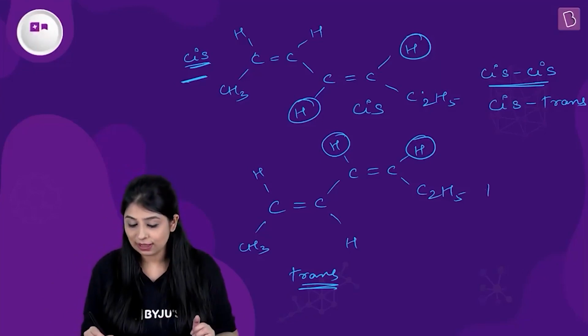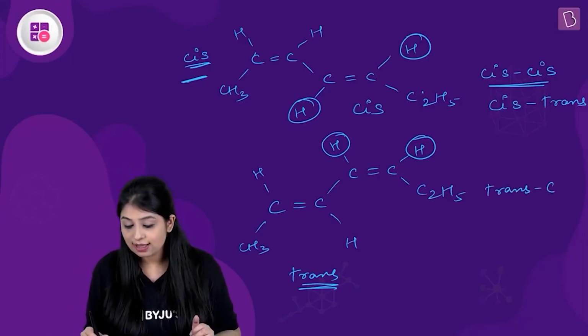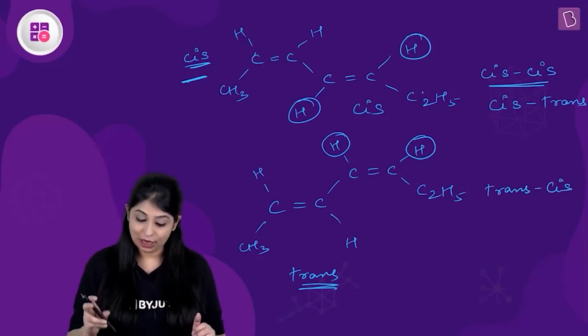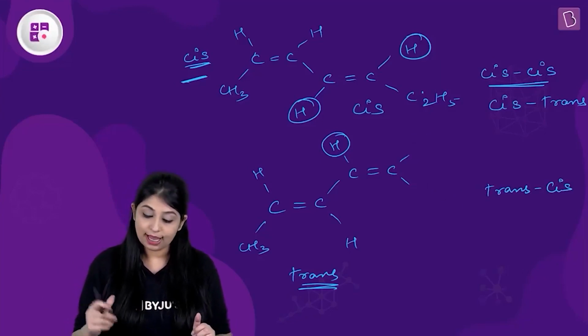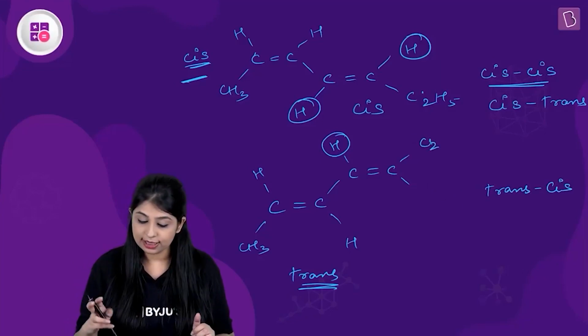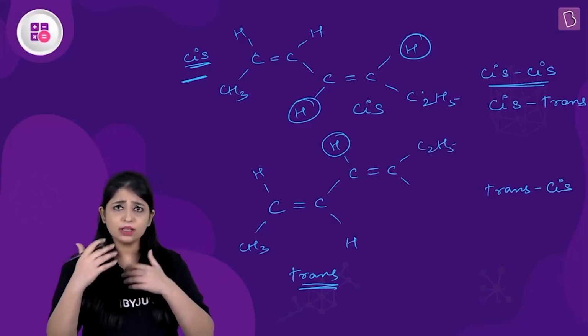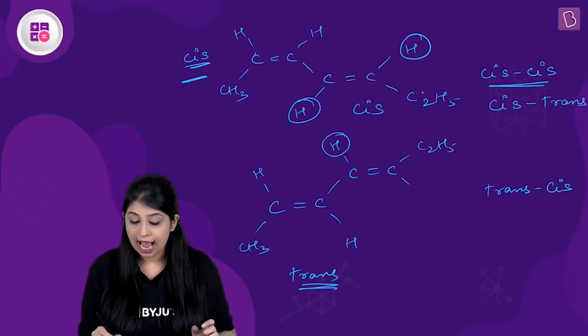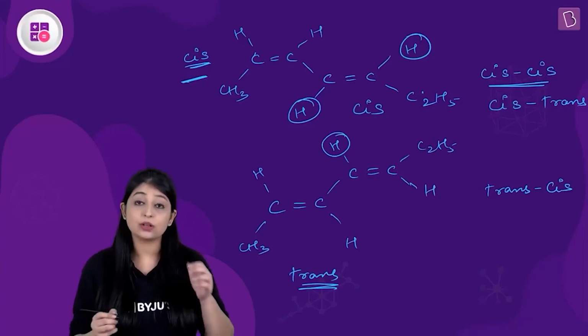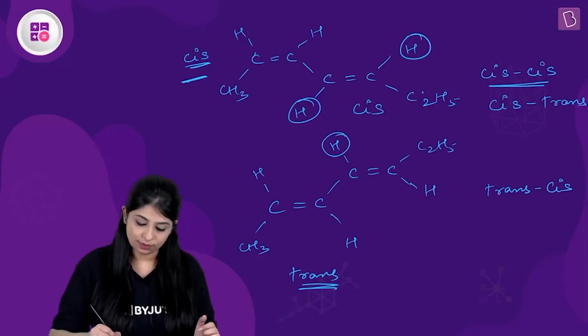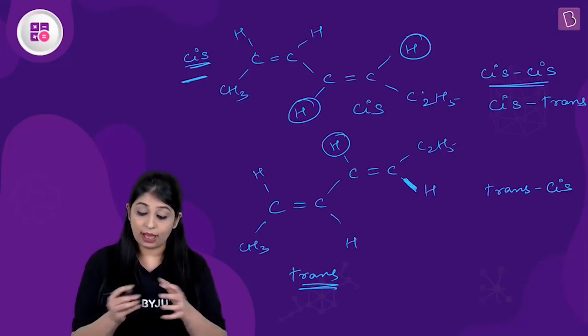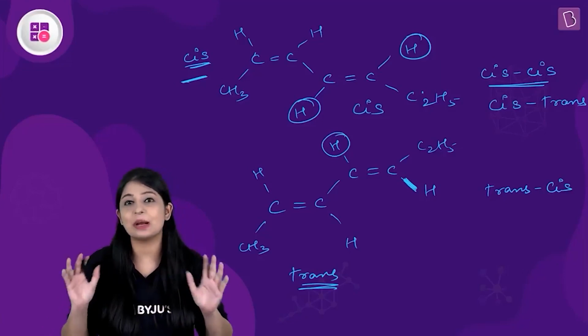So this gives what? This gives rise to trans-cis isomer, right? Now, what would happen if the C2H5 is above, or let's say, on the same side of H, and there is 1 hydrogen atom which is on the opposite side of the H, right? And what is the reference here? The reference is the double bond here.